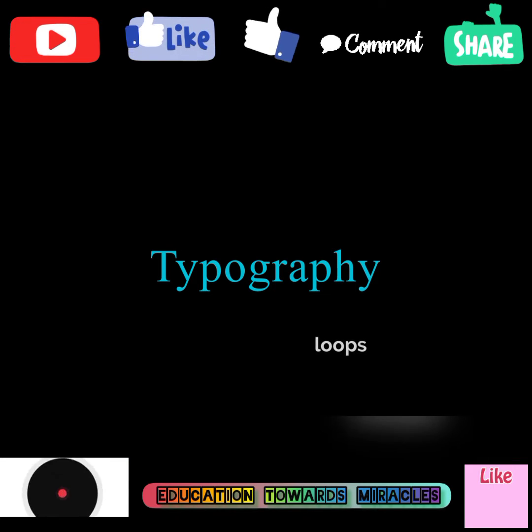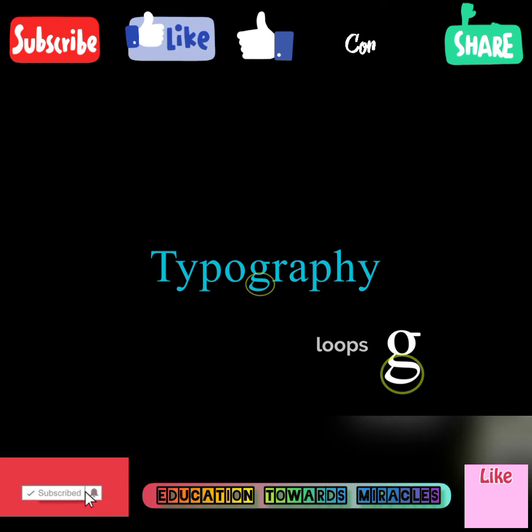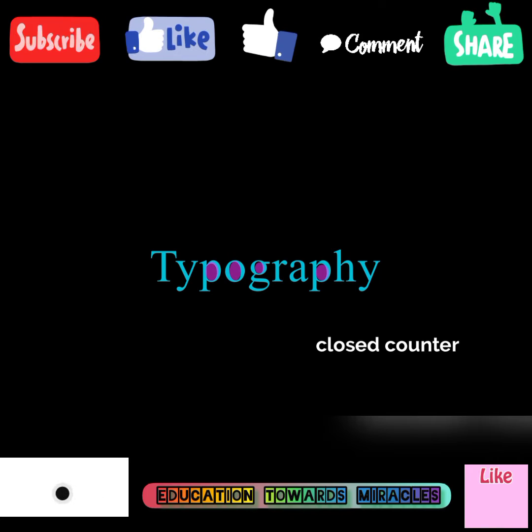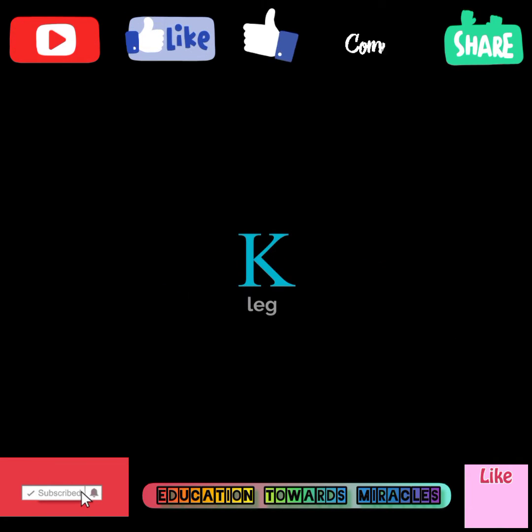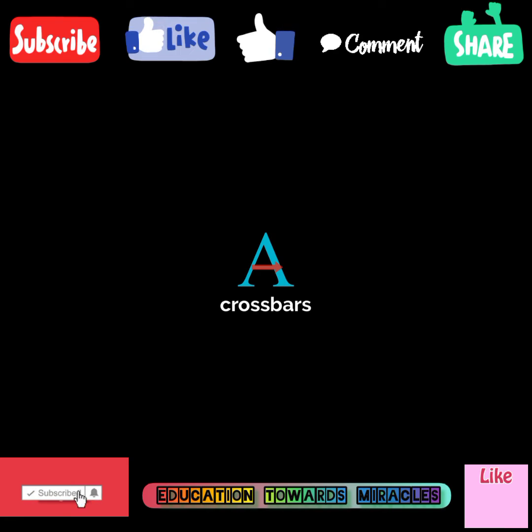Loops are common in certain font characters. Anything that's completely closed inside a character is called a closed counter. This is an example of a character leg. Crossbars join two stems together, for example, in this A.